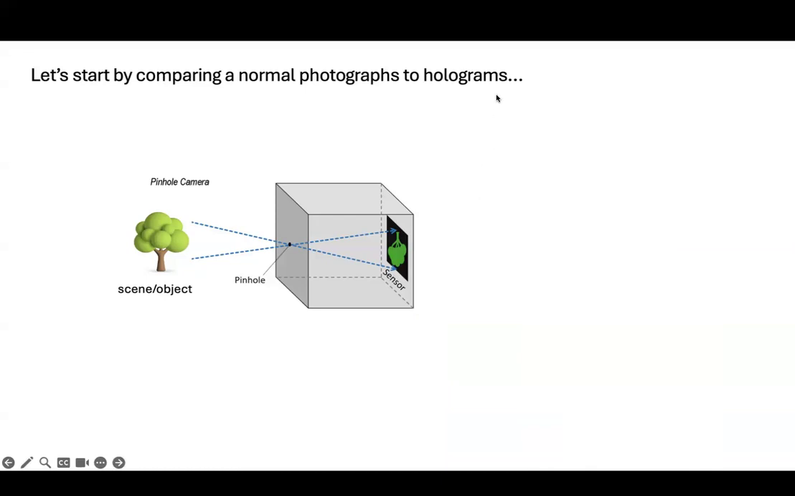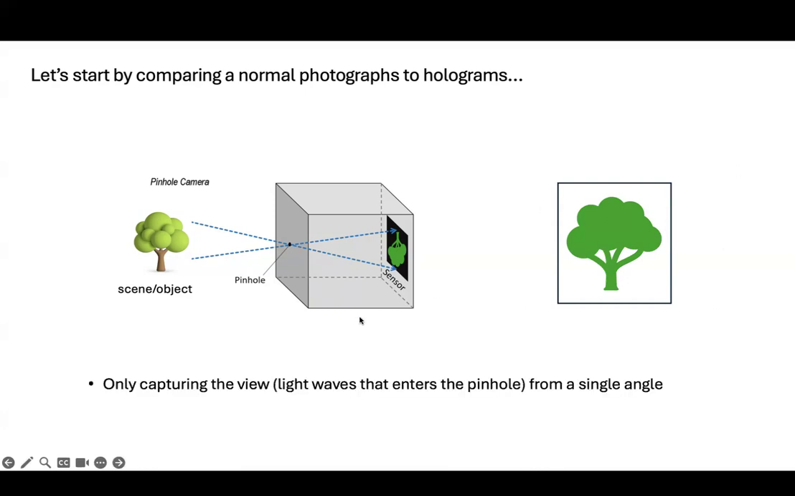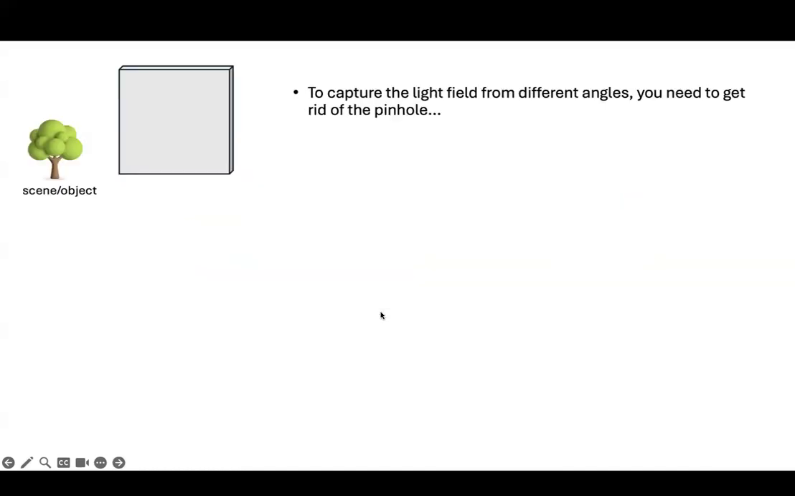So we can start by comparing a normal photograph to holograms. Let's say you walk down the street and you see a tree that you want to take a photo of. We can use the example of the simplest form of camera, which is a pinhole camera. If you place this dark room or box with the pinhole in front of the tree, after some time of exposure, you can get a photograph of this tree. And this is only capturing the view from a single angle. So only the light waves that are geometrically able to enter the pinhole can be exposed onto the film.